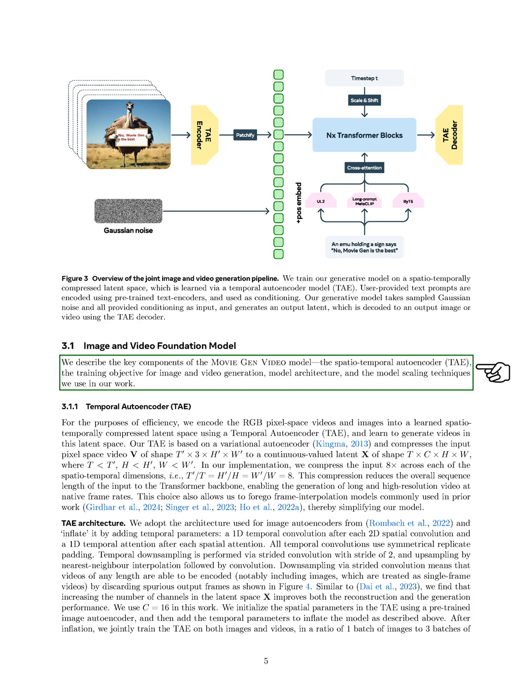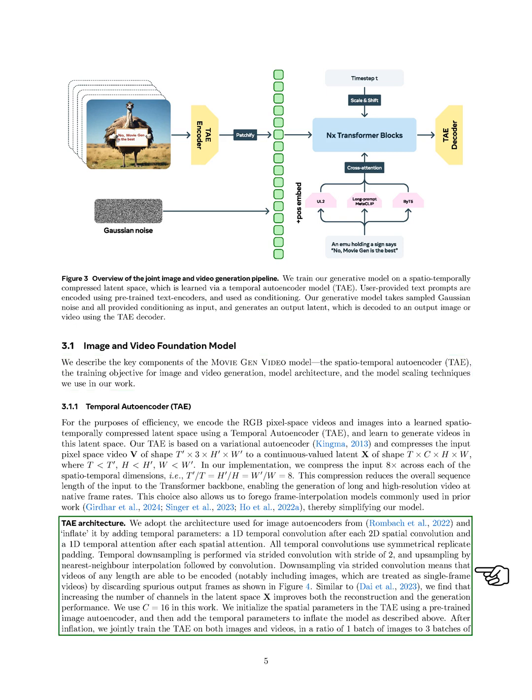This design choice simplifies our model by eliminating the need for frame interpolation. In terms of architecture, we enhance image autoencoders by adding temporal parameters, allowing us to process videos of any length, including treating images as single-frame videos. We find that increasing the number of channels in the latent space improves performance, and we initialize spatial parameters using a pre-trained image autoencoder before jointly training on images and videos.